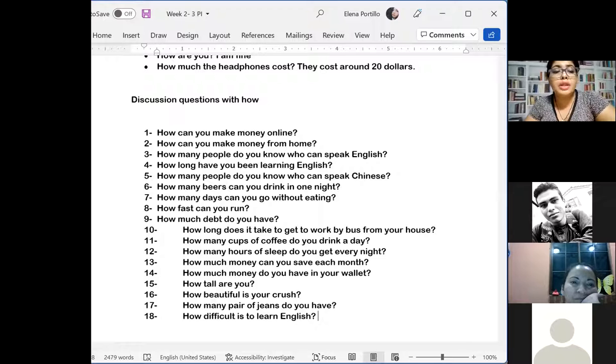Then in number three, you have how many people do you know who can speak English? In this case, you can ask for a list of people that you know who speak English, and you can talk about them, maybe give some information about those people.